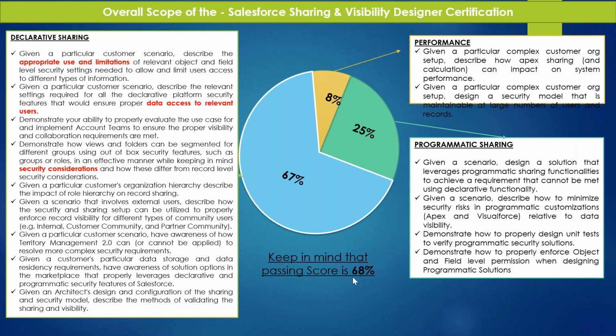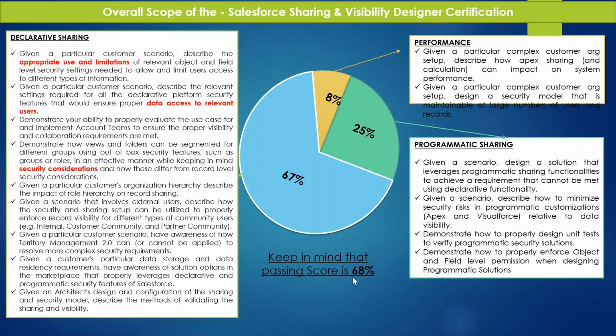25% belongs to programmatic sharing. It means that in a very complex scenario, you should be able to write code so that you can share specific record information, or you can calculate the sharing of a record and share it with a specific person or a group. So that is something which you can do.